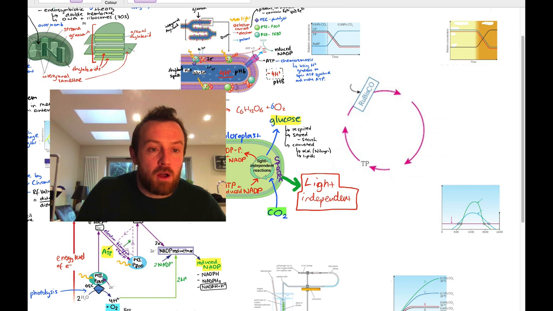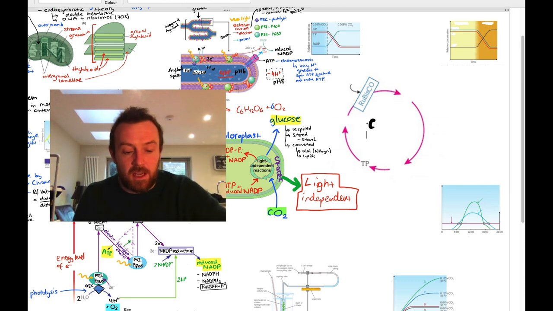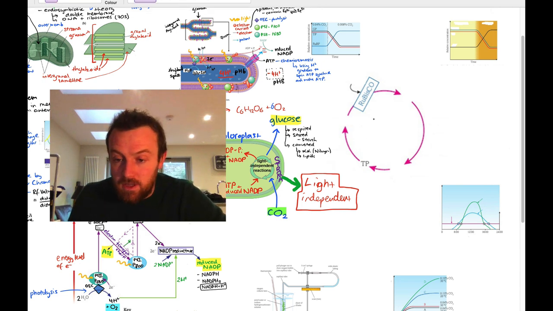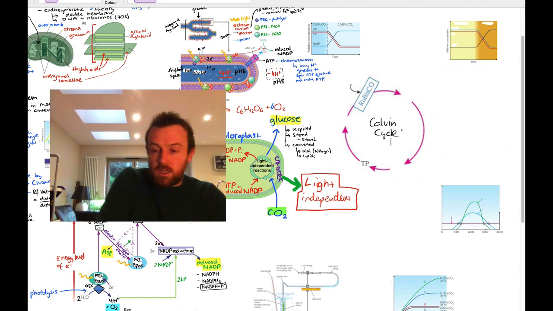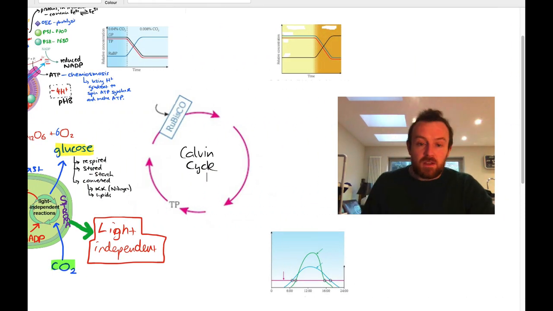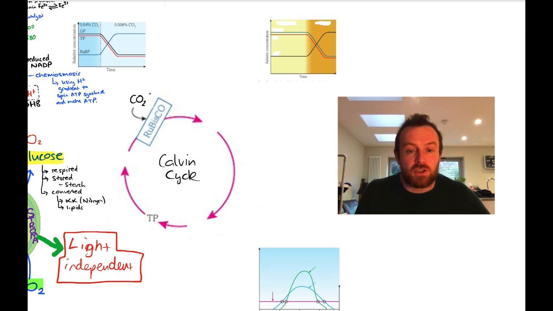So let's have a look at it. The main pathway of the light-independent reaction is called the Calvin cycle. And I'm going to zoom in a little bit and take you through the steps of the Calvin cycle. So the Calvin cycle takes in carbon dioxide. Now, it's helpful to count the number of carbons in each of our molecules. Carbon dioxide has just one carbon in it, one C.